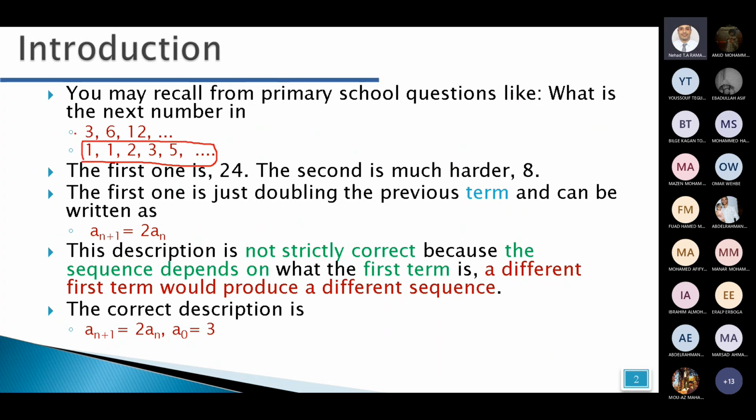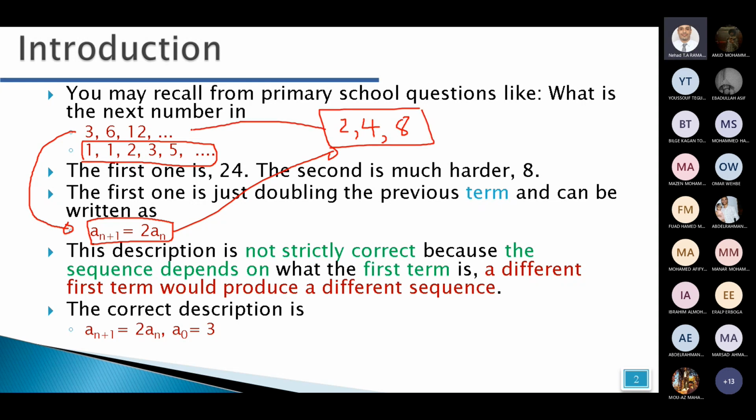Okay, first of all, this one is the recurrence relation for the first one. But this is not enough. Why not enough? Imagine that I start from 2. Then the next term, depending on this one, will be 4. The next one will be 8. Then look, this sequence is different from this sequence. Why? Because we have a different starting point.